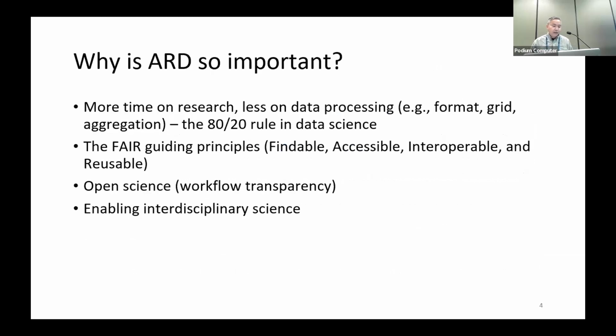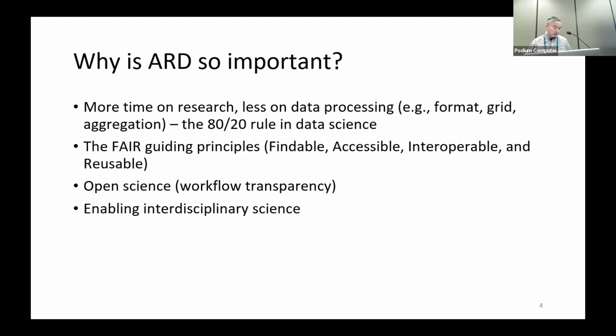So why is ARD so important? With ARD, scientists can spend more time on research, as the previous speaker already mentioned, and less on data processing, such as format, gridding, and aggregation, the so-called 80-20 rule in data science. An example is during the TRMM era. TRMM stands for the Tropical Rainfall Measuring Mission. That was the first US mission.